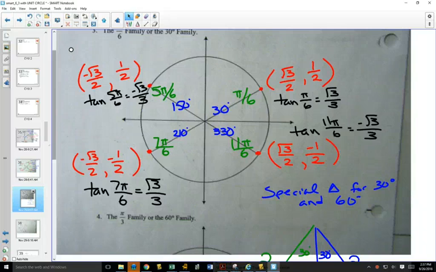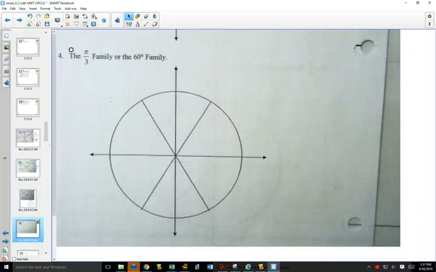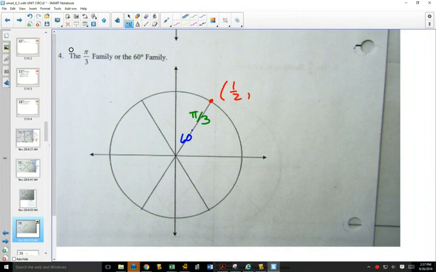We already have our special triangle for pi over 6. I'm going to go down to the bottom circle here. I'm going to label one angle in degrees. So that's 60 degrees. This is our pi over 3 angle. And I'm going to label one coordinate since we were able to figure out that cos of 60 degrees was 1/2 and sine of 60 degrees was root 3 over 2 from our special triangle that we just did.